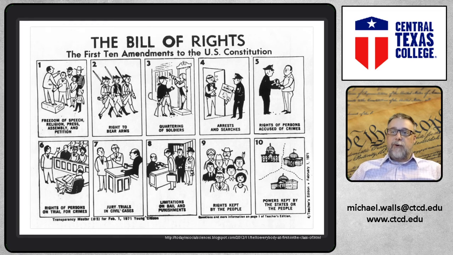Number 3 is about quartering of soldiers. This just speaks to their paranoia. The British would just move their soldiers in. They would take over your house until they didn't need it anymore, and then they would leave. And you were just happy to do your duty, right? Well, that's a symbol of tyranny. And so expressly in the Constitution is the government cannot put troops in your home. They cannot take your property for that purpose.